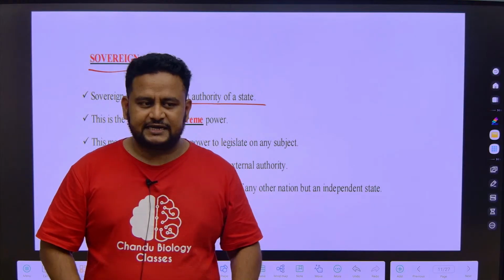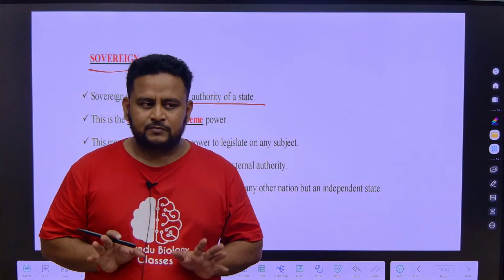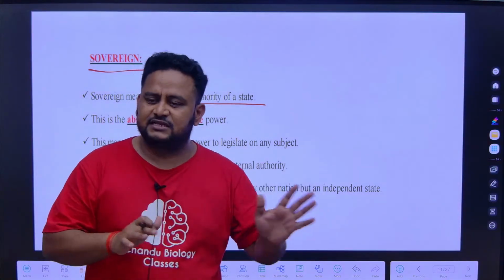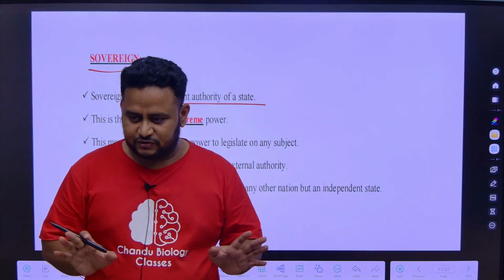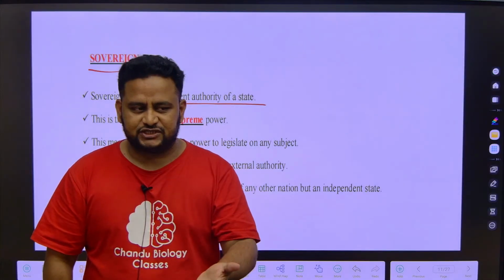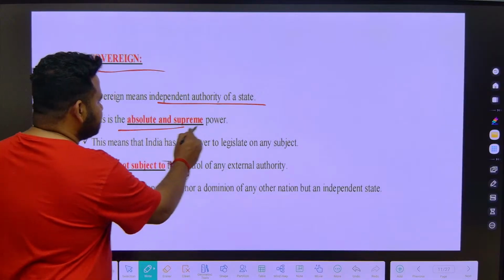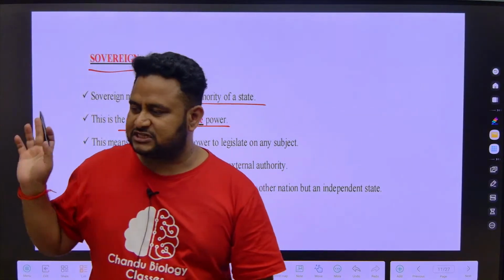Theoretically we are a sovereign country, but one thing you must understand: practically we are influenced by many other countries and we are also influencing many other countries. You will understand that if you study international relations; that is not required for you now. When I say sovereignty, we are independent to take our decisions. So independent authority of a state is absolute and supreme power. That is, our India is absolute and supreme. Why was this necessary?